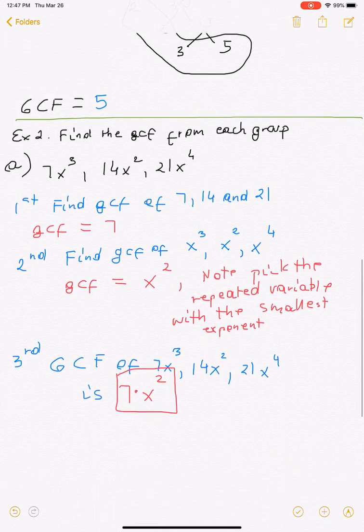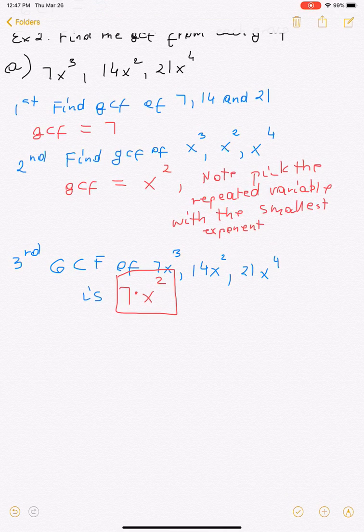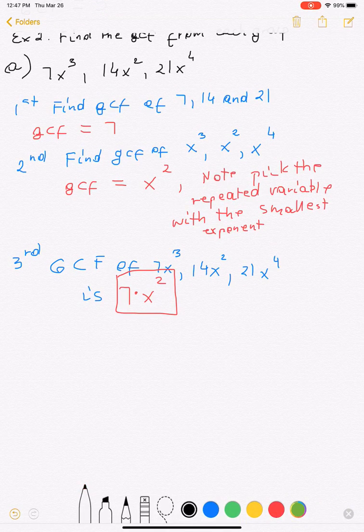Okay, so we're going to do example B. Find the greatest common factor. You have 15a to the power of 4b, 25a to the 3rd power, and b squared. So the same idea.